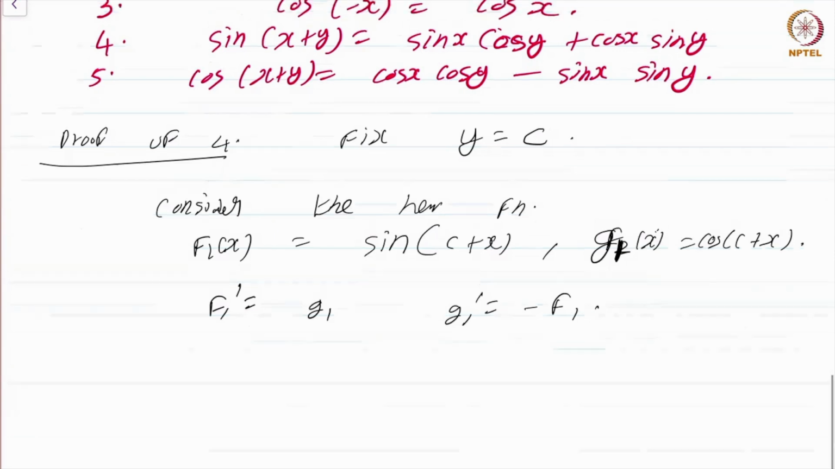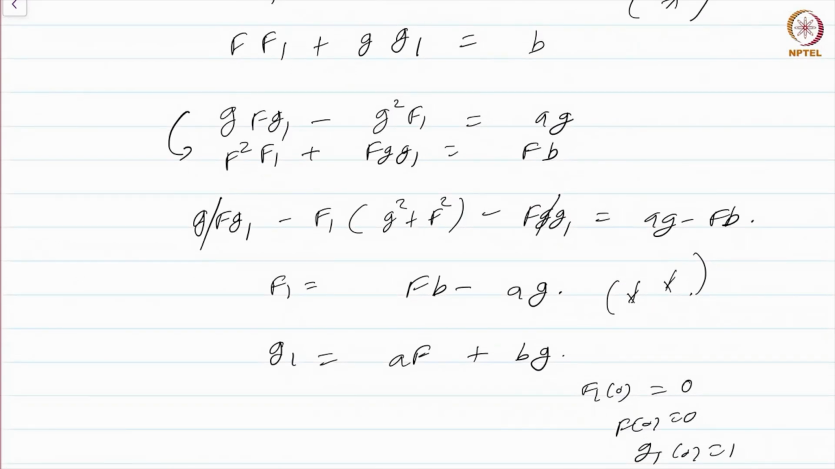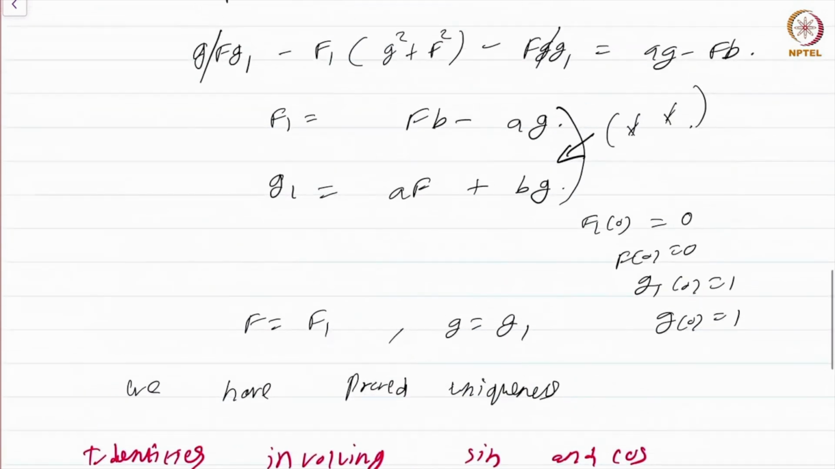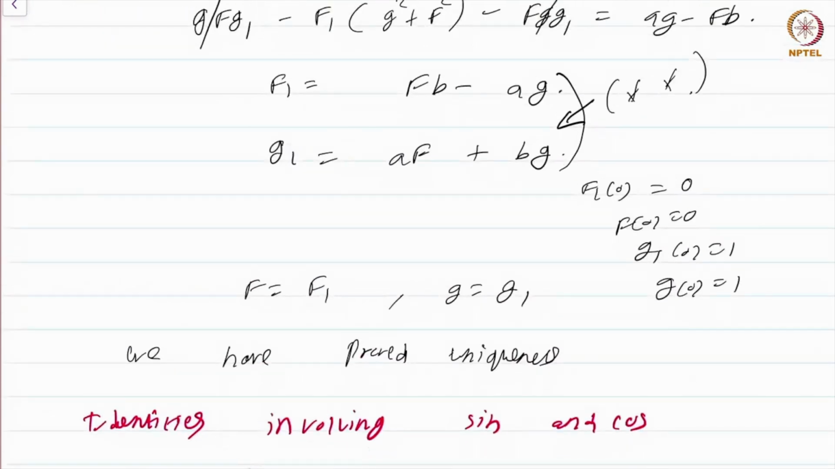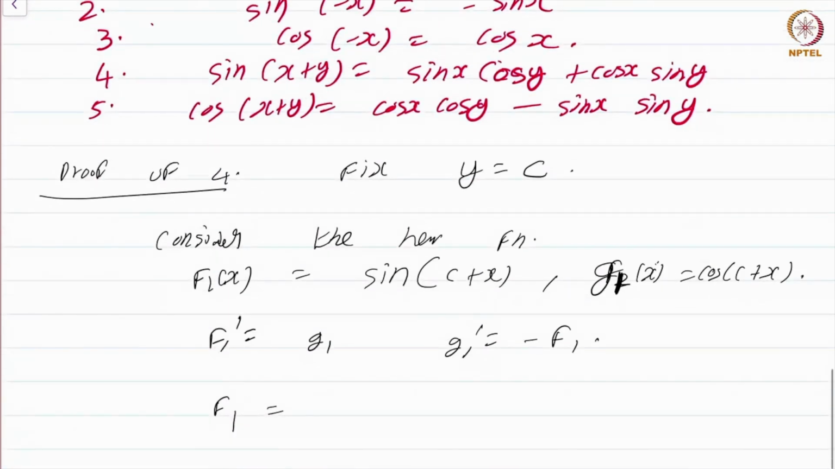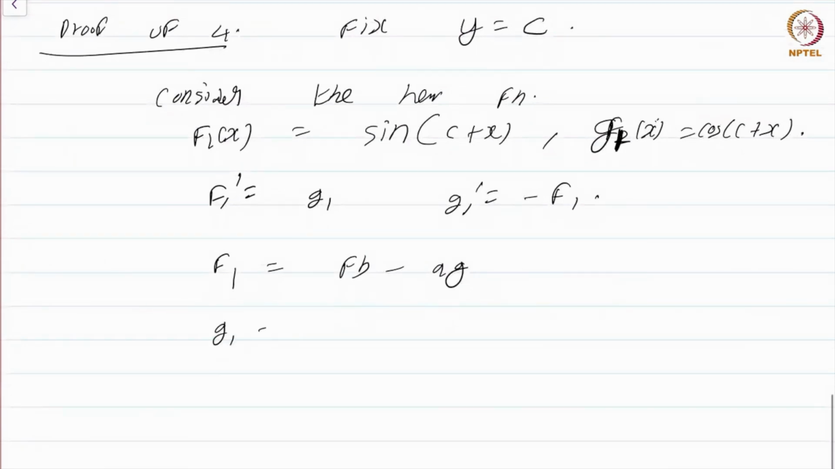How does this help us? Well, the unnecessary remark that I made, that this pair of equations double star is still valid just with the assumption that f1 prime equal to g1 and g1 prime equal to minus f1, is very useful now. What does this give us? Well, let me go back because my memory is not what it used to be. f1 is fb minus ag, and g1 is af plus bg.